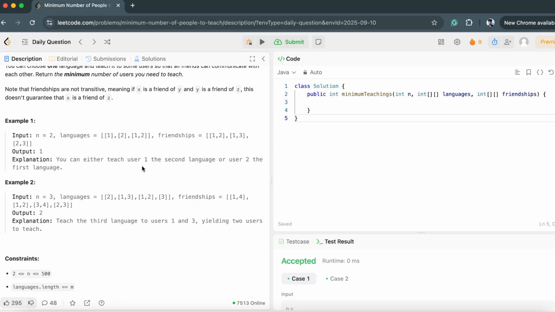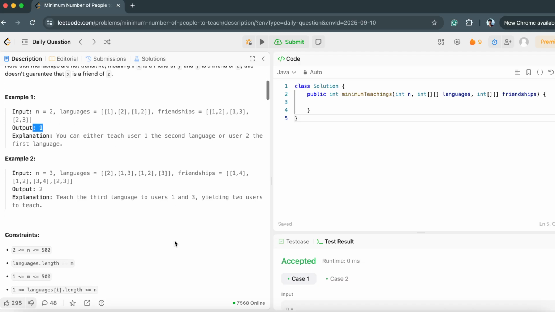So what we have to do is figure out, if they are friends and they don't know any common language, we have to teach one person a common language. So we have to figure out the minimum users we need to teach a language such that all of the available friendships can speak with each other. Here, if we teach user one the second language, or user two the first language, we can make sure that all these friends can communicate with each other. So the output we have to return is one.